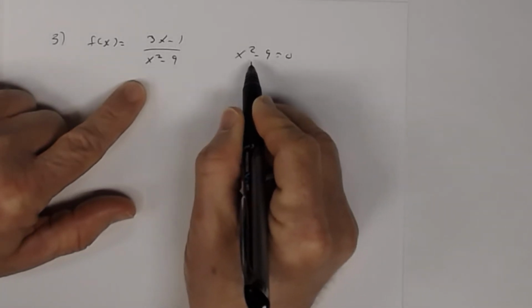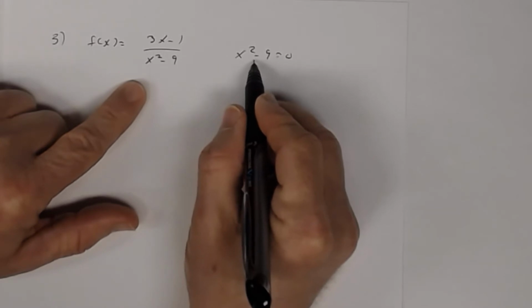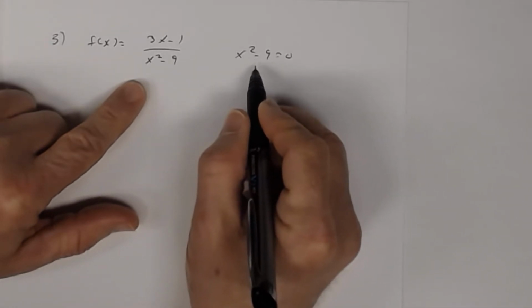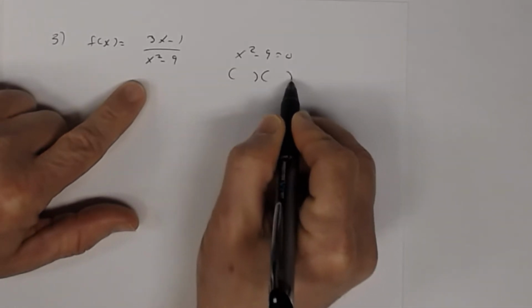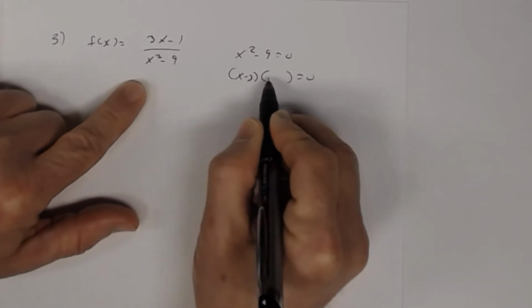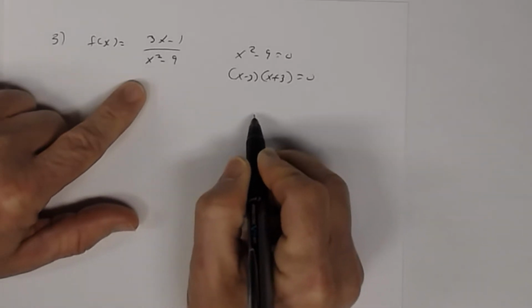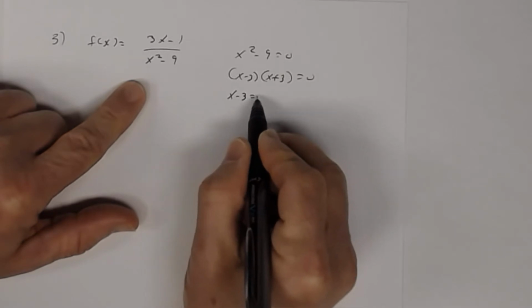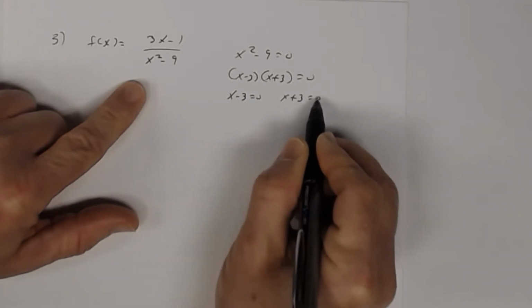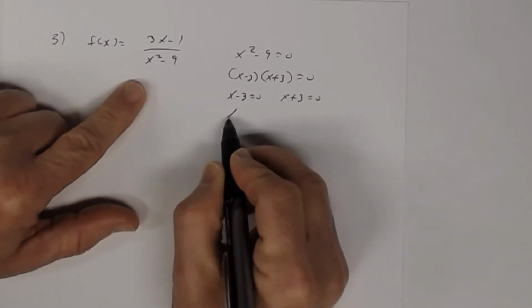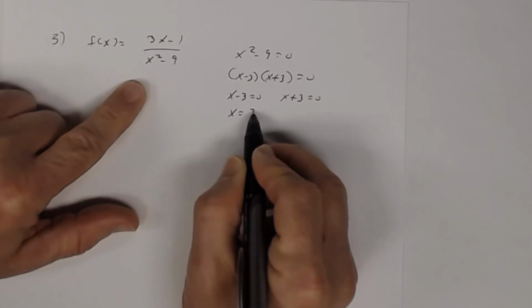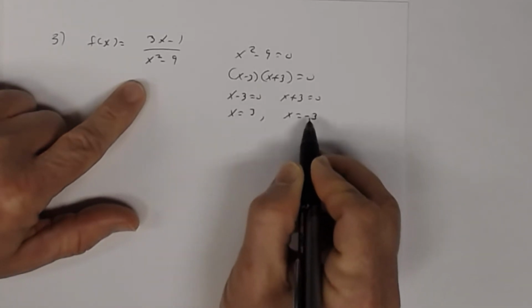Now notice this is the difference of two squares. I could do one of two things. I could bring the 9 over and take the square root of both sides. Or I can just factor, just like I'm doing. x minus 3, x plus 3 is the difference of two squares. And so I get x minus 3 equals 0, x plus 3 equals 0. And so my restrictions are that x cannot equal 3 and x cannot equal negative 3.